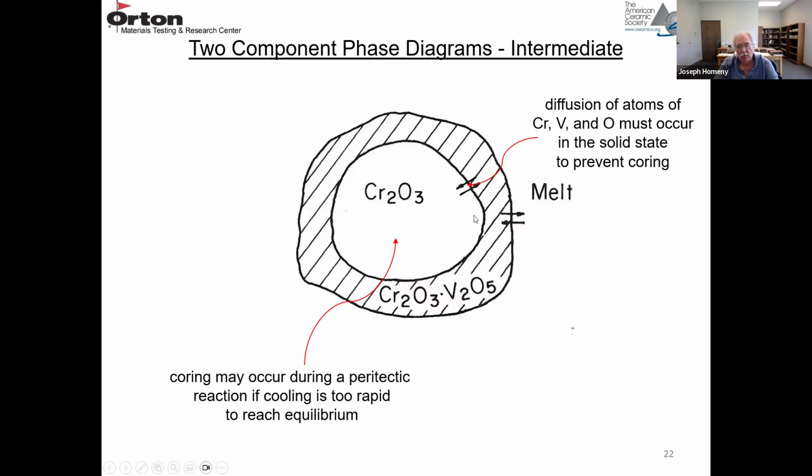So that's why when you make phase diagrams by holding different compositions at temperatures for a long time until you reach equilibrium, you have to do that to end up with a phase diagram because they're all at equilibrium. So with rapid cooling, you're not going to reach equilibrium. So you end up with something that looks like this.